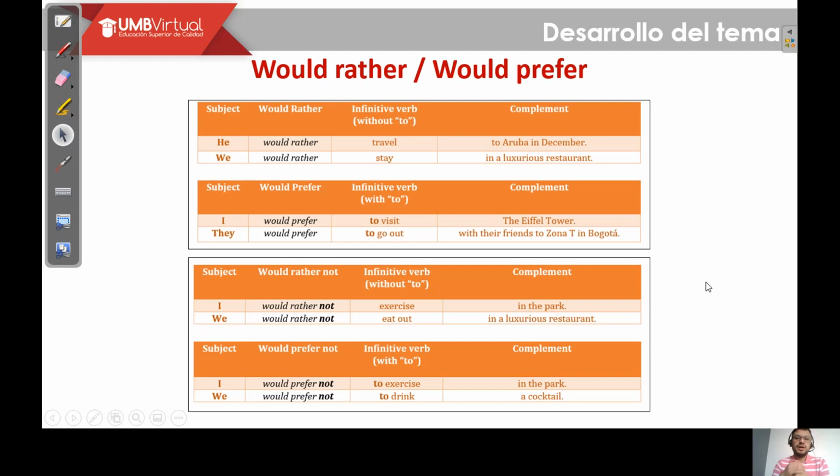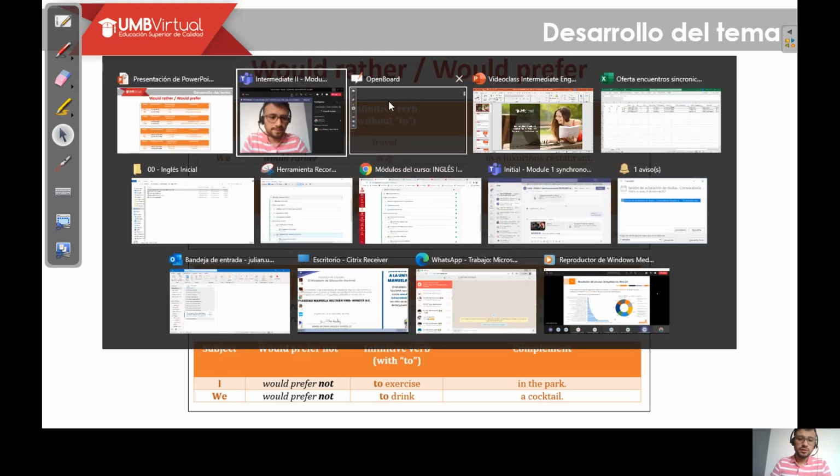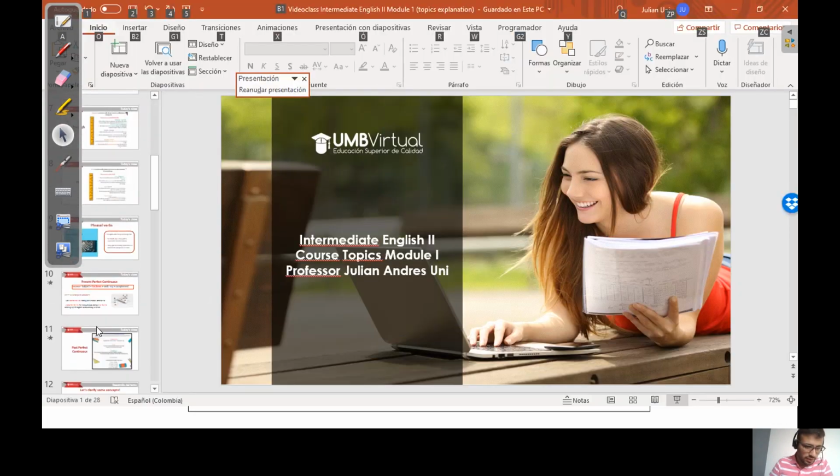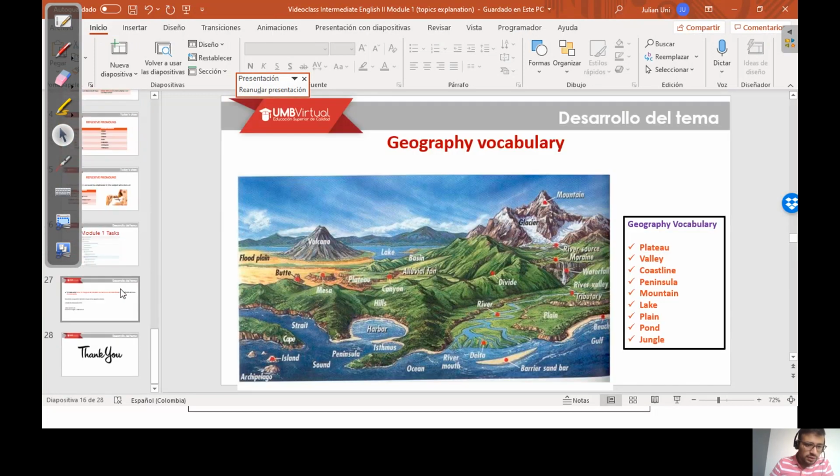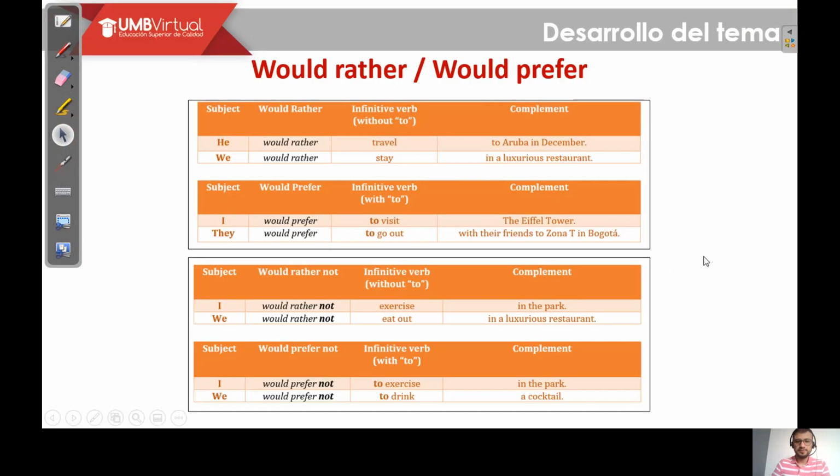Next structure we have in here: would rather and would prefer. Let me check how we're moving through the topics in here. So we're moving from here and we're almost in the middle.